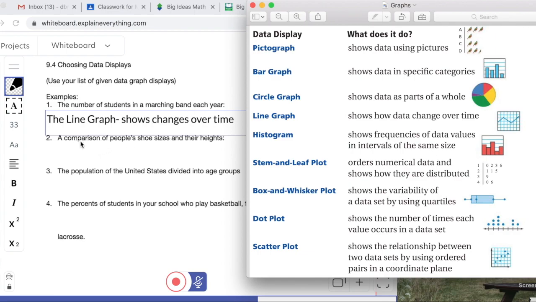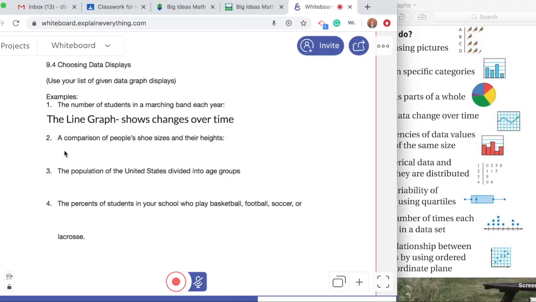What if I wanted to show a comparison of people's shoe sizes and their heights? Now look and read all of these. If you want, you can pause and see which one you would choose and then see what I would choose. There really is no right or wrong answer as long as you can back up your choice. Think of the different variables you're using here. You have shoe sizes, but you also have heights. So the one I'm going to say to use for number 2 is, and see if this is what you chose, a scatter plot.